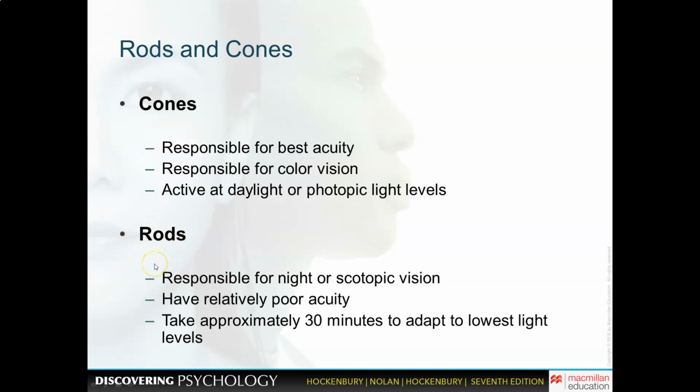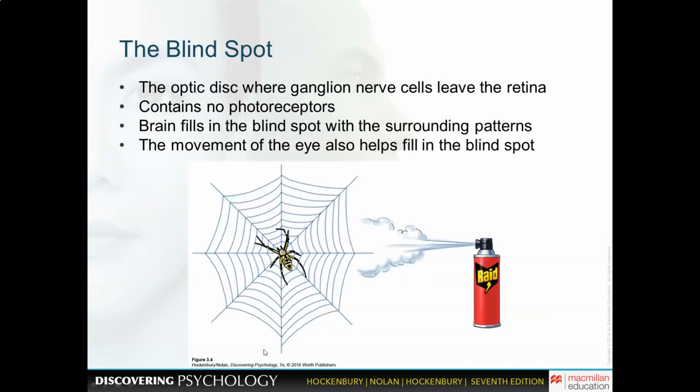And so that's why, take for instance, you're sitting in a room with the light on, and then the light suddenly turns off, it can take upwards of 30 minutes for us to adjust and be able to see in the dark. That's because our rods need to actually start activating. So that's what this refers to right here.